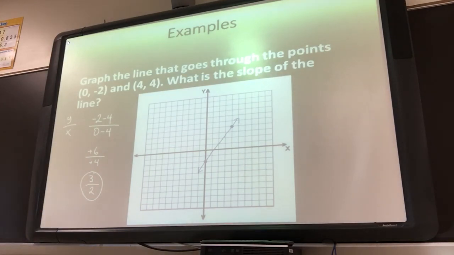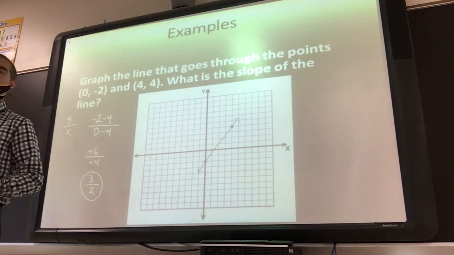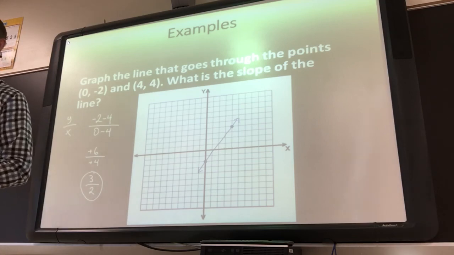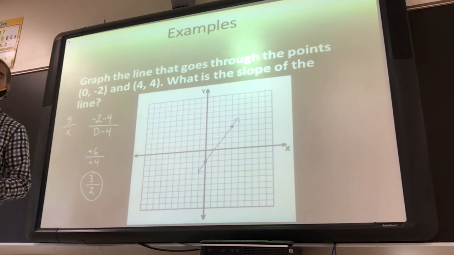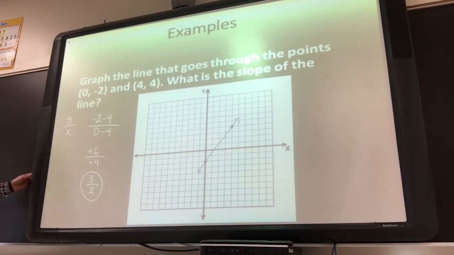So if it tells you to graph the line that goes through 2 points, then what you want to do is find the slope first by subtracting, and then you can graph the line. You want us to get practice and understand we don't have to graph the line to find the slope. Okay? Any questions? All right.